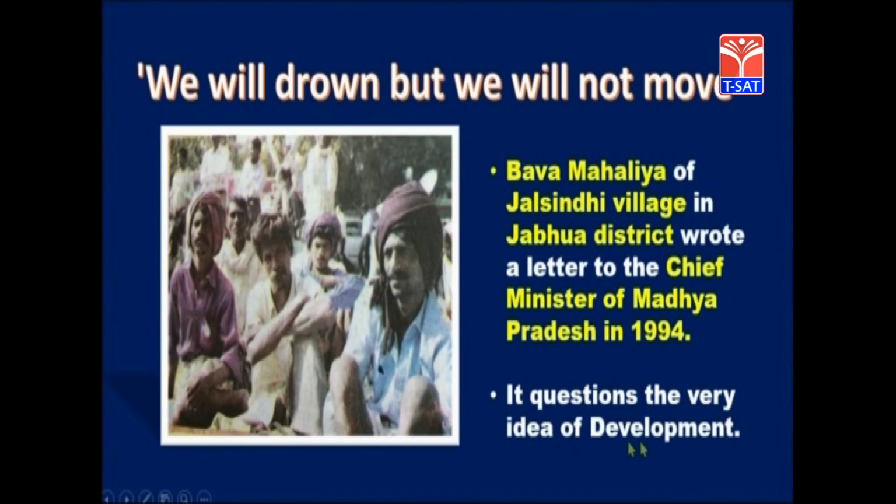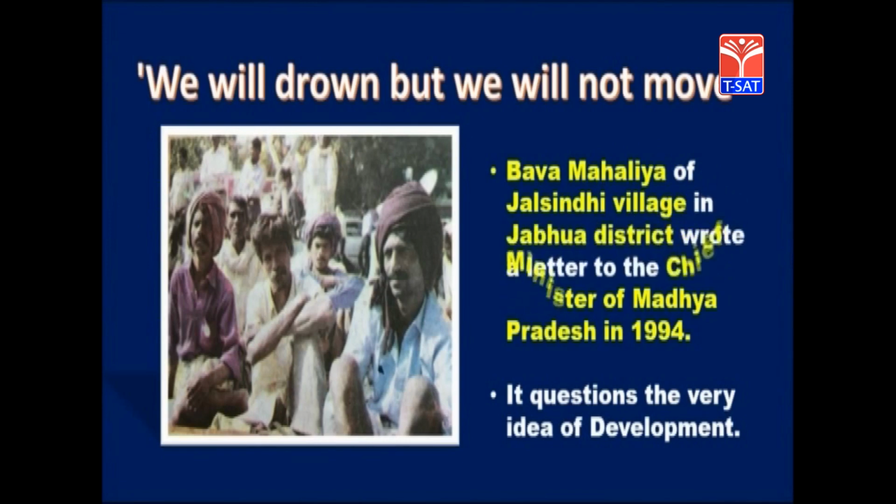It questions the very idea of development. You can see these are the people who are living in the forest. They are Adivasis and Dalits. What are they saying? We will drown, but we will not move. Though the government is providing them the facilities, wanting them to shift to Gujarat, these people are not willing to vacate that place. Why? They say we were born here, this is our home. We will die here, we are going to drown here, but we are not going to move from this place. So Baba Mahalia wrote a letter on behalf of all the people in the forest to the Chief Minister of Madhya Pradesh, requesting him not to evacuate them from these places.